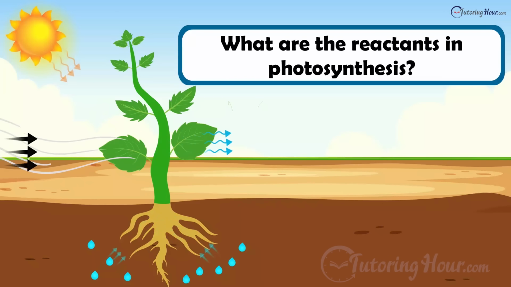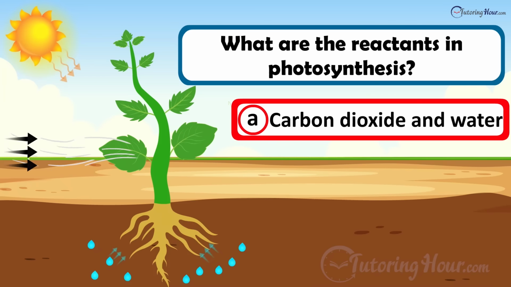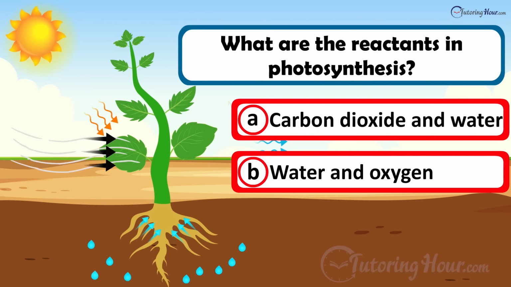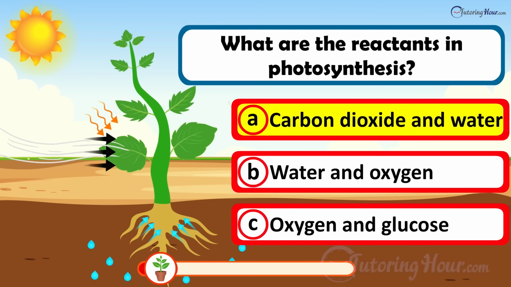What are the reactants in photosynthesis? A. Carbon dioxide and water, B. Water and oxygen, or C. Oxygen and glucose.